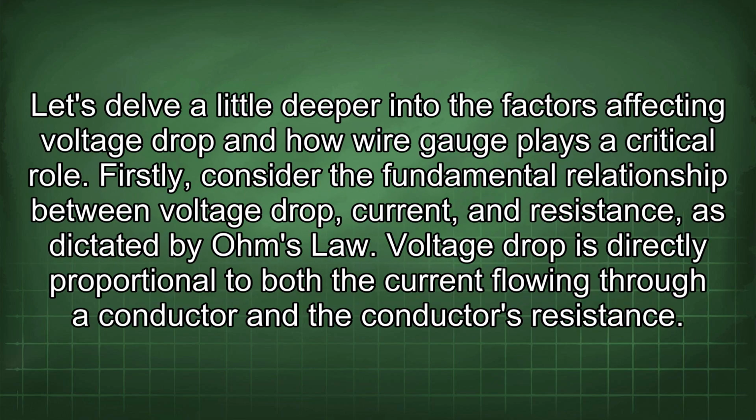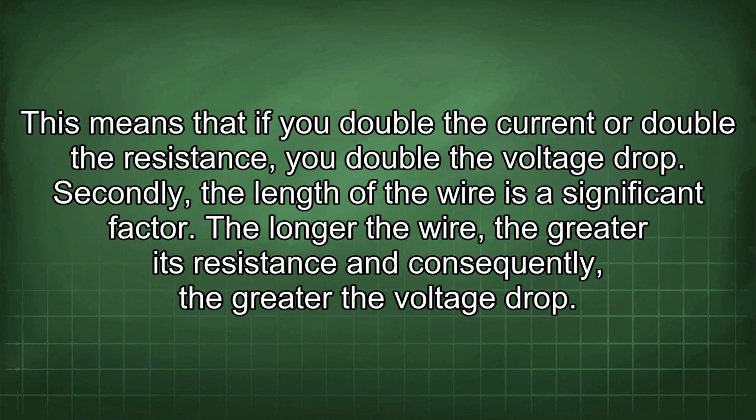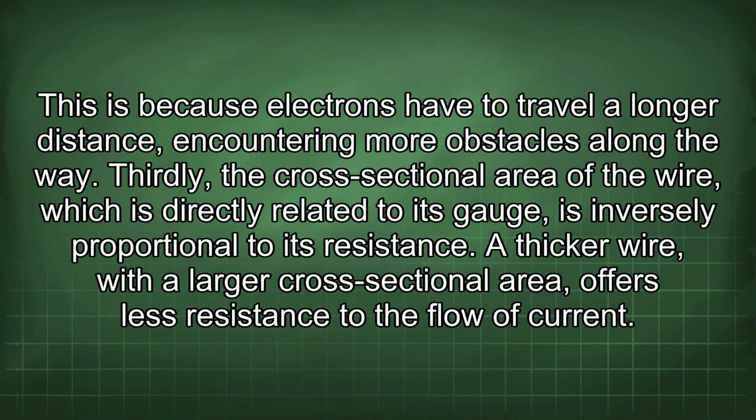Let's delve a little deeper into the factors affecting voltage drop and how wire gauge plays a critical role. Firstly, consider the fundamental relationship between voltage drop, current, and resistance, as dictated by Ohm's law. Voltage drop is directly proportional to both the current flowing through a conductor and the conductor's resistance. This means that if you double the current or double the resistance, you double the voltage drop. Secondly, the length of the wire is a significant factor. The longer the wire, the greater its resistance, and consequently, the greater the voltage drop. This is because electrons have to travel a longer distance, encountering more obstacles along the way.